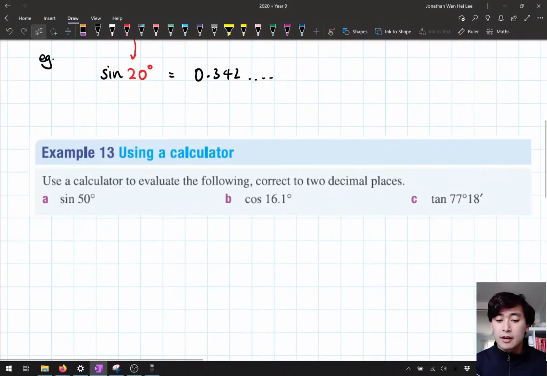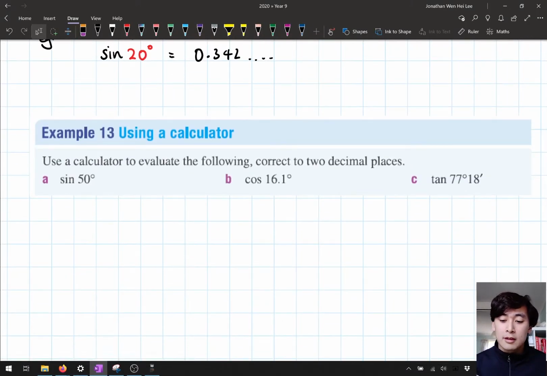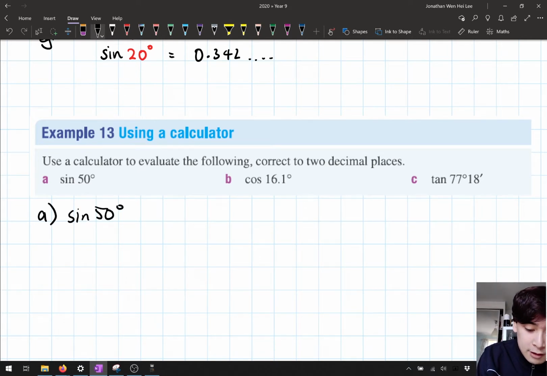Here I've got an example. Using a calculator, we want to evaluate the following to 2 decimal places. So we want to put these into a calculator and get the value to 2 decimal places. The first one is sine 50 degrees.